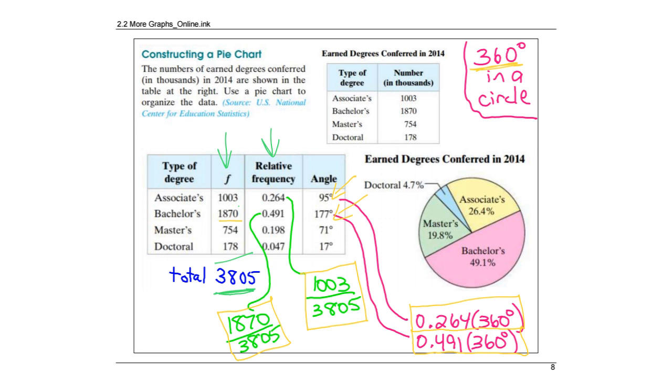Now, we have tools to do this in Excel if we needed to. But now we have this nice pie chart. You can see, which makes sense, the bachelor's is the biggest. It's almost 50%. That's the pink here. The next biggest was the associates. It was a little more than a quarter. It was about 26%. And so that makes sense. The master's degree was 20%. That's the green here. And then finally, the doctoral.